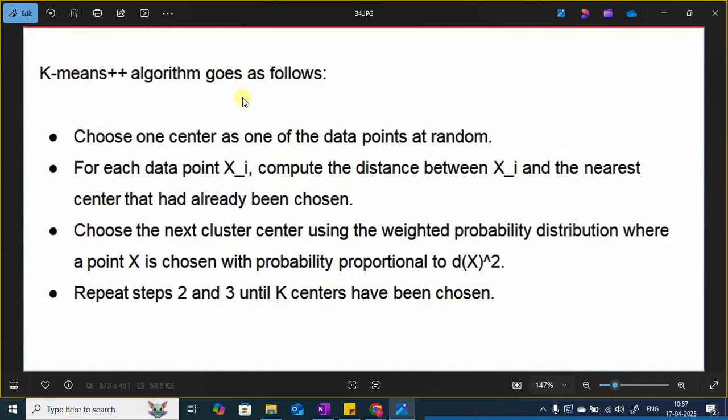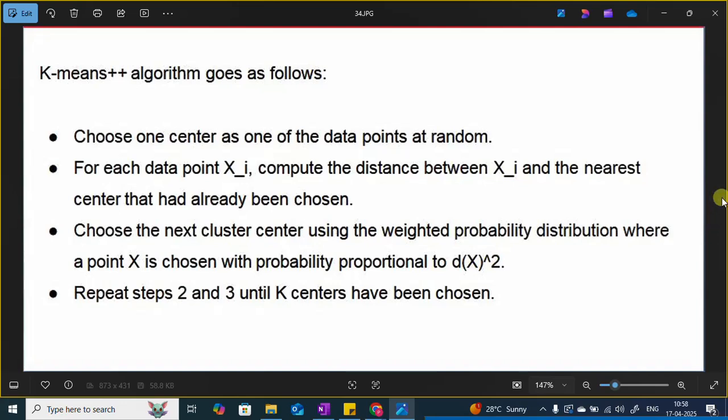Now you can see how it works. The K-means plus plus algorithm goes as follows. Choose one center as one of the data points at random. For each data point, let's say x_i, compute the distance between x_i and the nearest center that has already been chosen. Now choose the next cluster center using a weighted probability distribution where a point x is chosen with probability proportional to D(x) square. Repeat step 2 and step 3 until k centers have been chosen. This will be 100% clear in the next class onwards whenever I cover K-means.